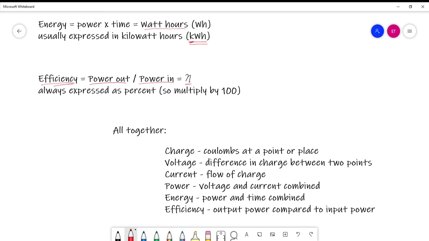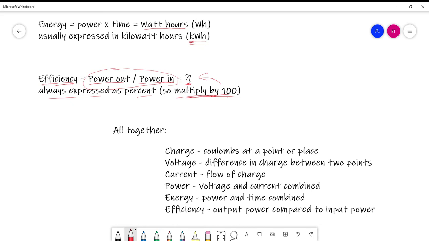The symbol for efficiency is this symbol here. Efficiency is always expressed as a percent. When you take the power out and compare it to the power in, it's a ratio. You just divide power out by power in, then multiply it by 100, and that's going to be your answer. So it's always expressed as a percent.